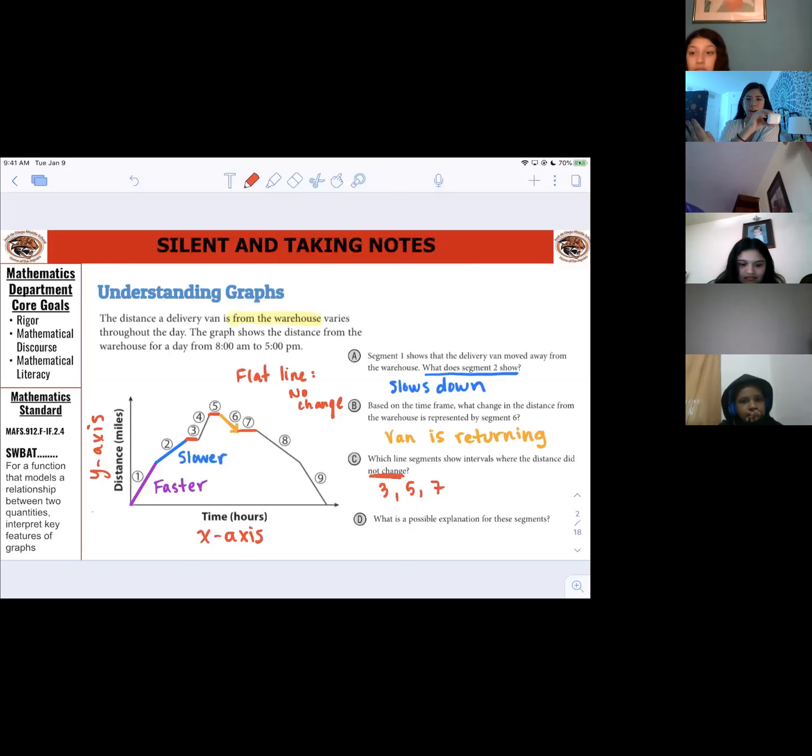Then at number 3, what happens? It stopped. He stops, exactly. So at segment 3, segment 5, and segment 7, the van stopped. So why might he have stopped? Knowing what we know about this situation, what is he probably doing when he stops? Delivery. Yeah, exactly.